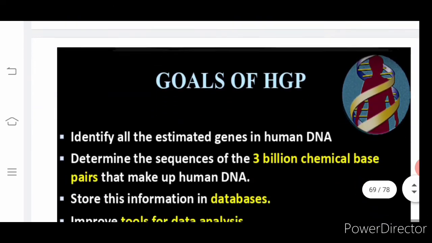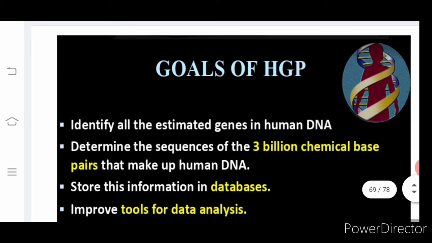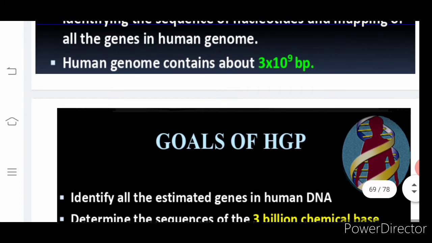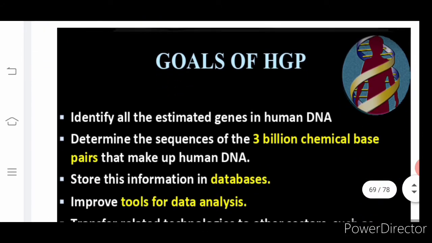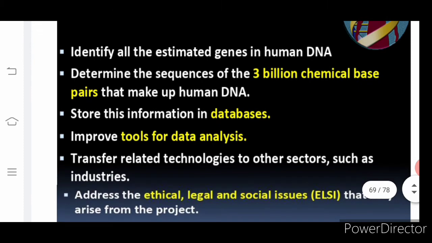Do you remember what base pairs are? Adenine pairs with thymine. That is what is called pairing. If you count only the pairs, that comes to 3 x 10^9 base pairs. The goals of the Human Genome Project are to identify all the estimated genes in human DNA, determine the sequence of 3 billion chemical bases, and store this information in a database. What is a database?